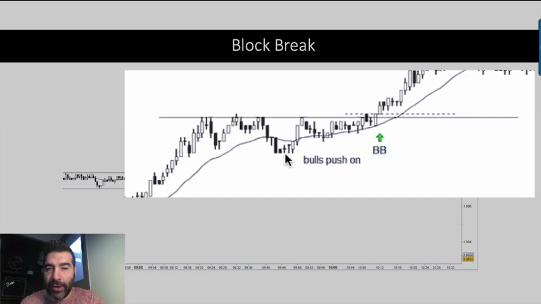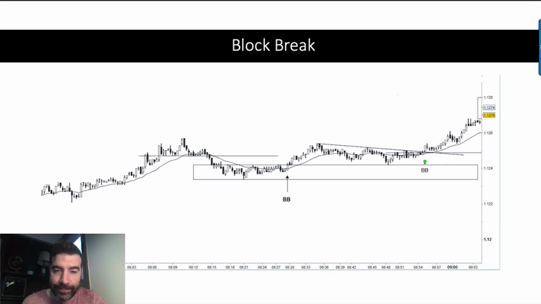It came back down under the EMA, and the bulls just keep on pushing, and the EMA is getting closer and closer to the top of the block. And right on the exit, as the moving average is pushing it out with the pressure, we go up with a block break.